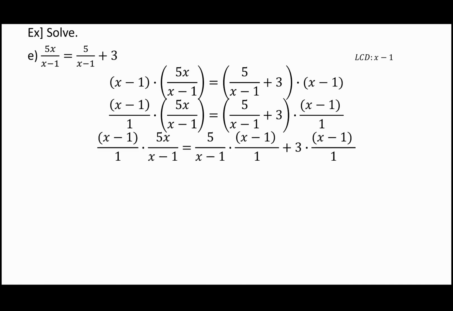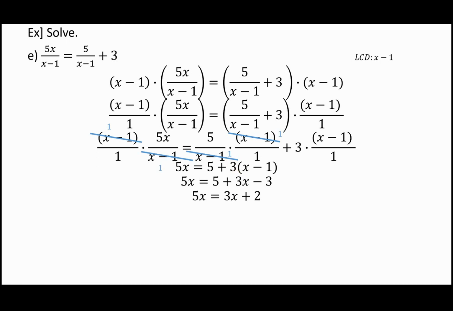Okay, distribute, and then you only need to distribute on the left-hand side. On the right-hand side, I just dropped the parentheses. Do some slashing everywhere that you can. And then the resulting bit will be a linear equation in one variable. Distribute through this 3 right here. Combine like terms. And you get a solution of x equals 1.